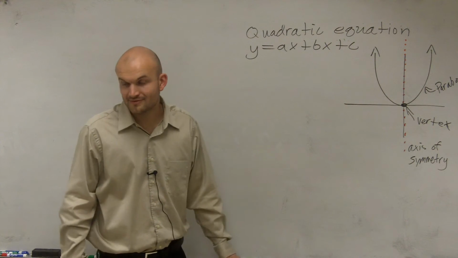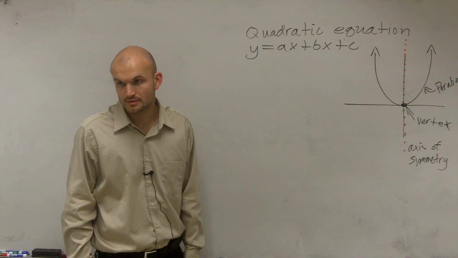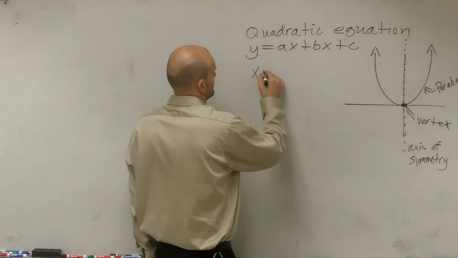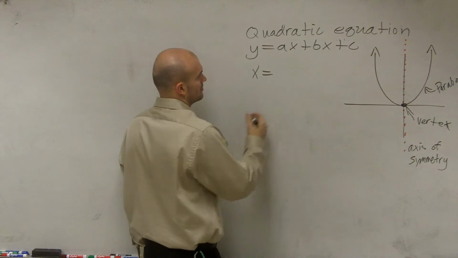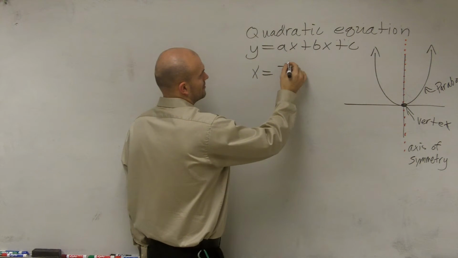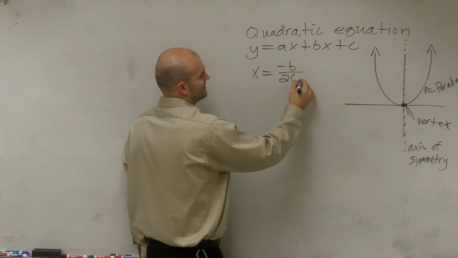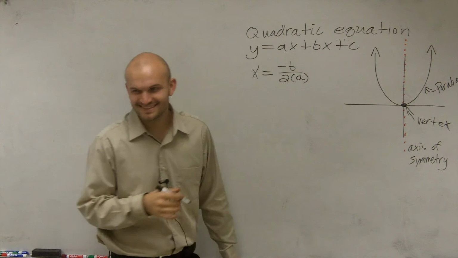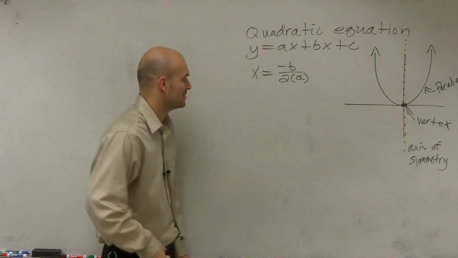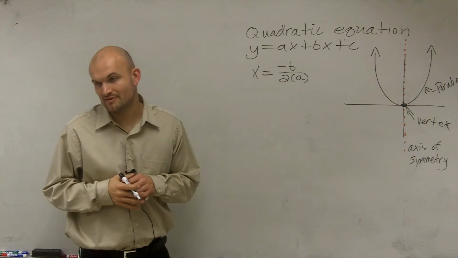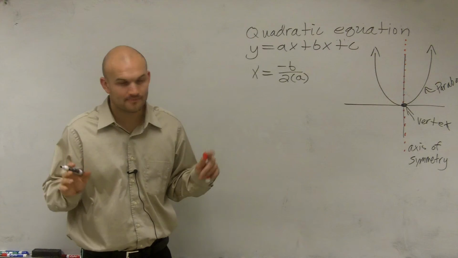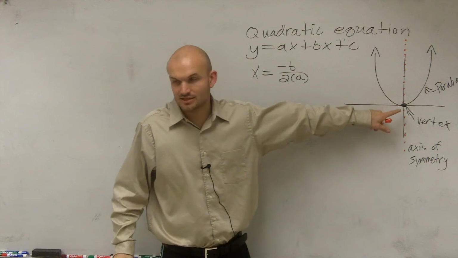So do you remember the formula to find the axis of symmetry? There you go. You're just learning. I know you're just trying to go from memory. So x equals opposite of b divided by 2a. Done. Okay? Now, what do you notice about the axis of symmetry?